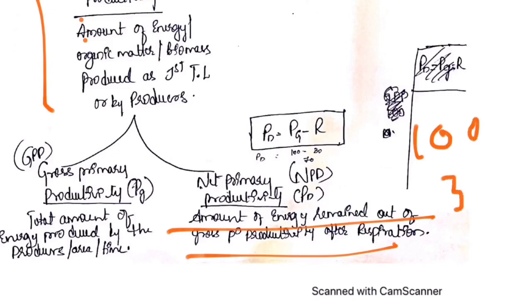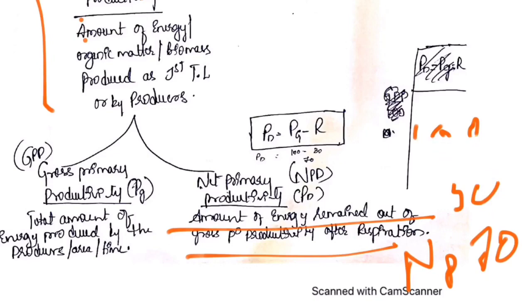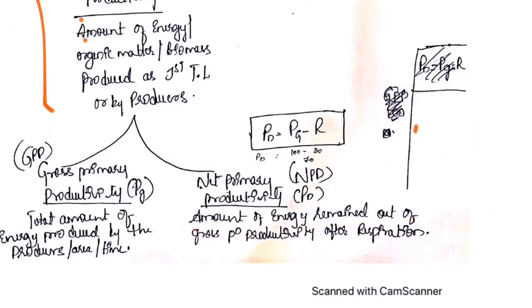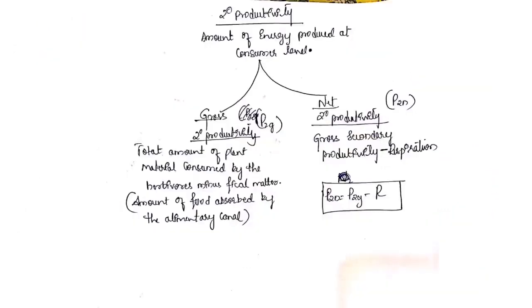Out of this 30, 30 kilocalories is used by the plant, and the remaining is 70. So the NPP, net primary productivity, is 70. Okay, then next one, secondary productivity.